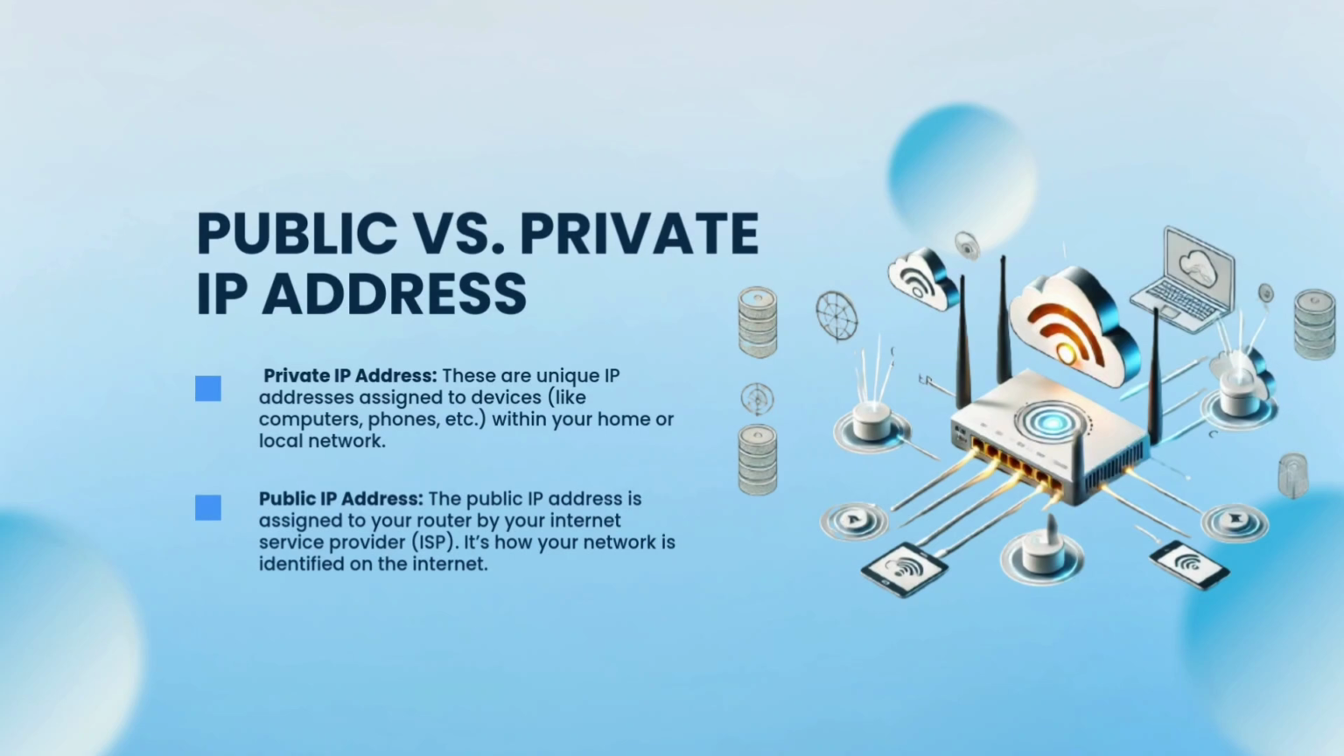192.168.1.1. In contrast, public IP addresses are globally unique and are used to identify a device or network on the Internet. They are assigned by an Internet service provider and allow a device or network to be accessed from anywhere in the world. An example of a public IP address is 203.0.113.5. Private IPs are for internal network communication, while public IPs enable global communication over the Internet.